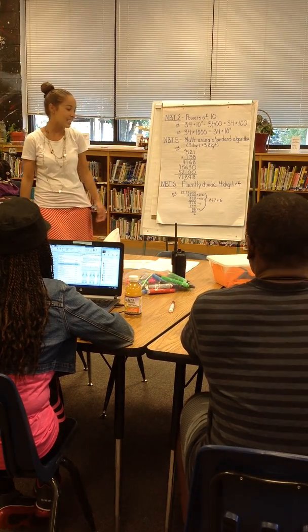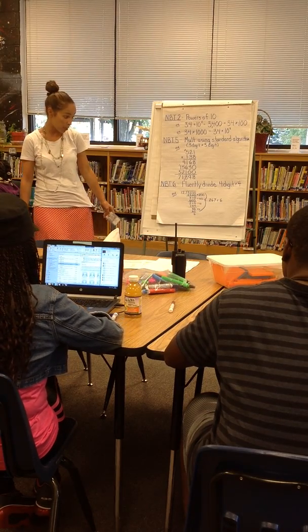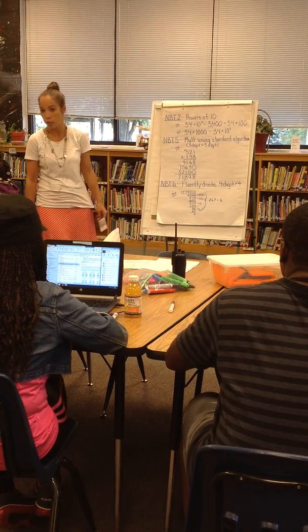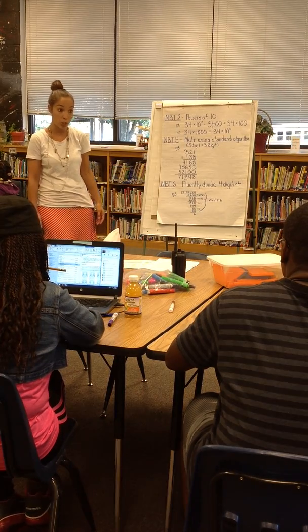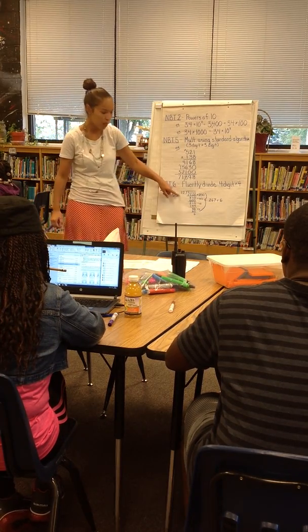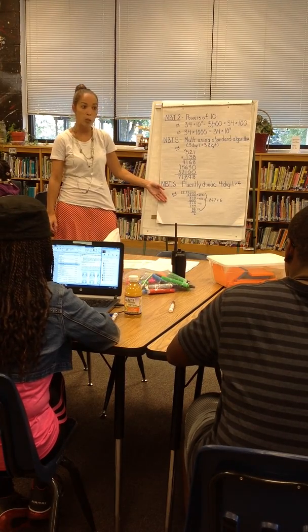All right, so NBT 6, fluently divide a 4-digit by a 4-digit, okay? So it's up to a 4-digit. Right now they might see something like this, a 2-digit by a 4-digit at the beginning, because in 4th grade they did a 1-digit by a 4-digit. So now they might be gradually going into here.